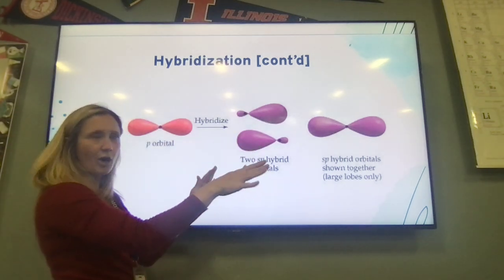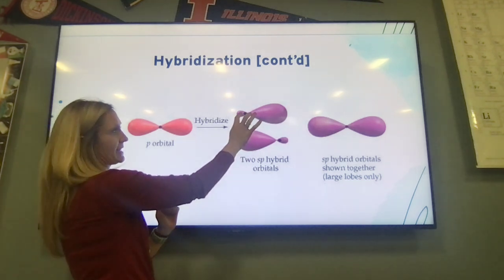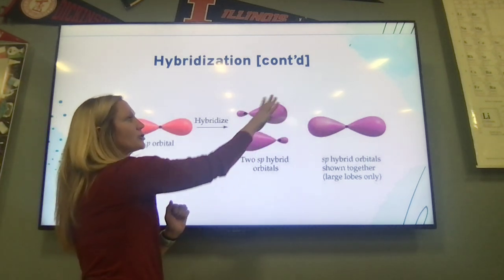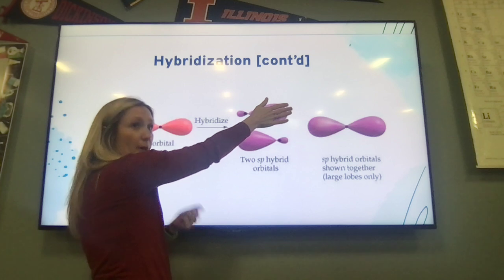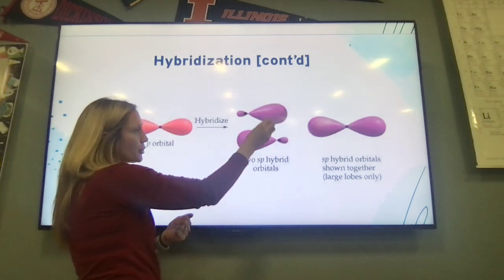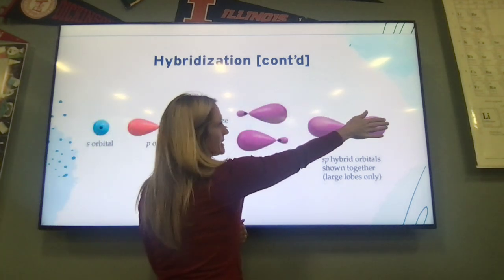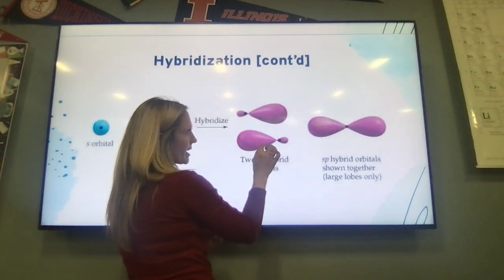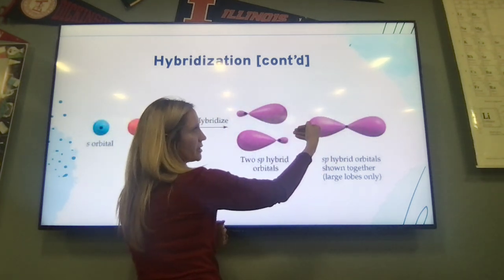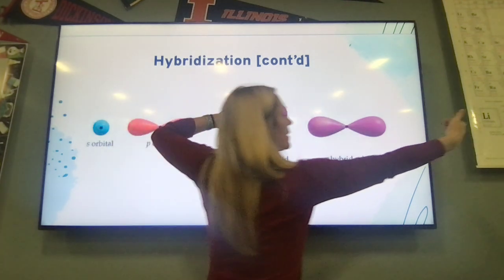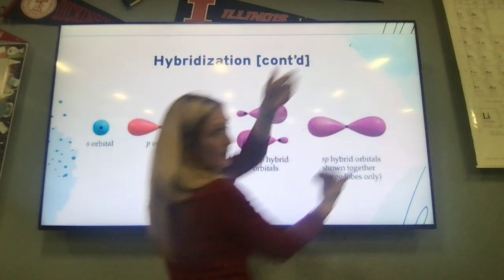Side note, your hybrids always look like this. They have one little tiny side and then one really large side, and that's the side that's going to do the bonding. So your little beryllium atom takes this hybrid and points it in this direction, takes this hybrid and points it in this direction, and then where do the fluorines come? They come and bond right there on the side.